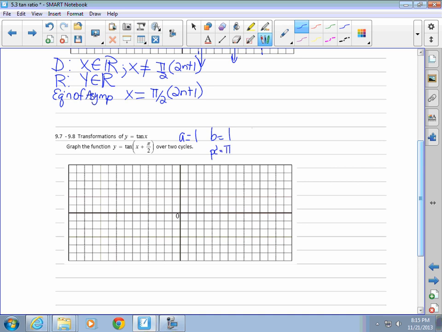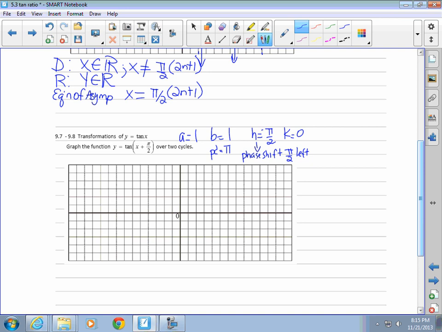But I have an h equal to, well, it'd be a negative pi over 2. If I pull that out of there, I take the opposite sign. So that means I'm going to have a phase shift of pi over 2. So my phase shift is pi over 2 to the left. And then I don't have a k value, it is equal to 0, so I don't have a vertical displacement.